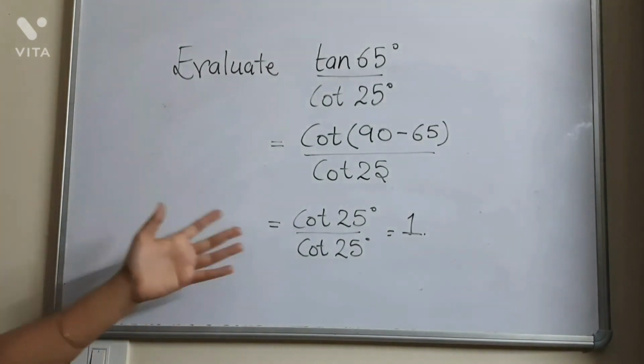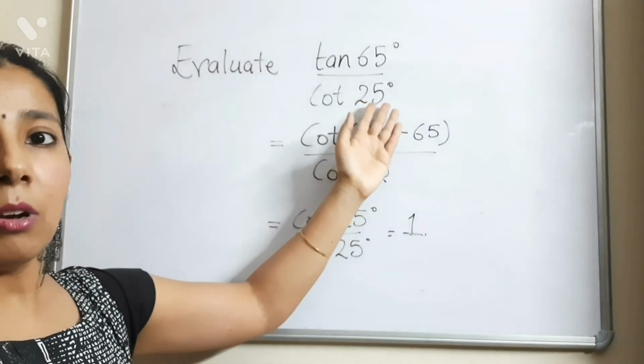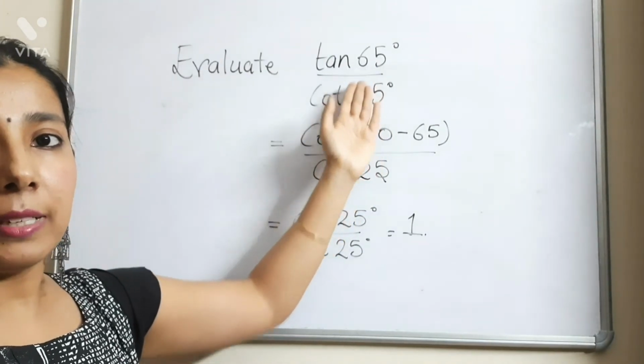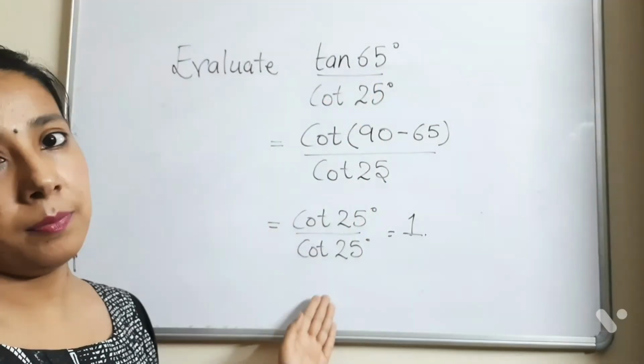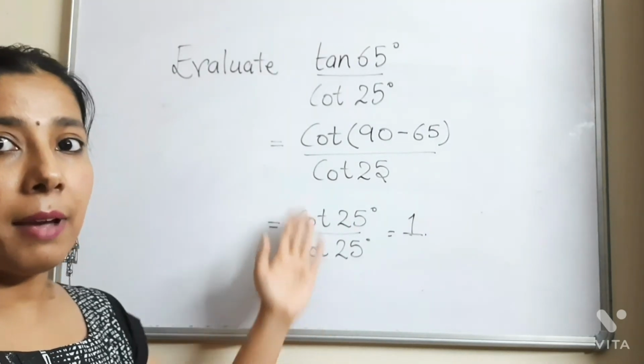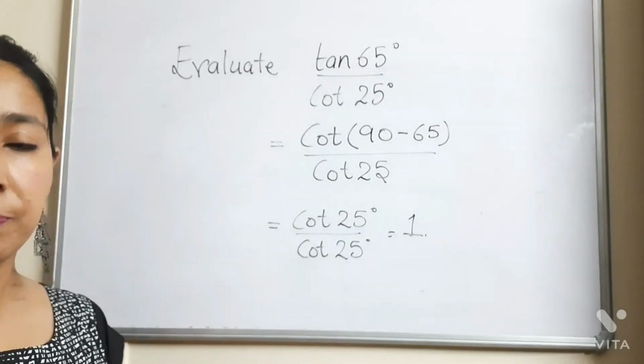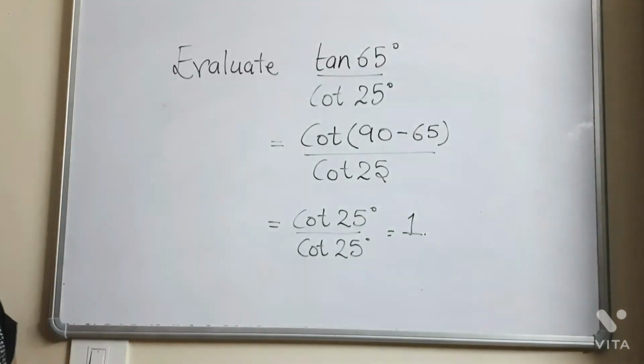So this way, without even knowing the value of tan 65 or cot 25, only knowing the complementary pair relation between tan and cot, you can evaluate this. And this is the way you can get the question in your exams also, that evaluate this, just for 1 mark, but this question may be asked in your exam. Let's take one more example.